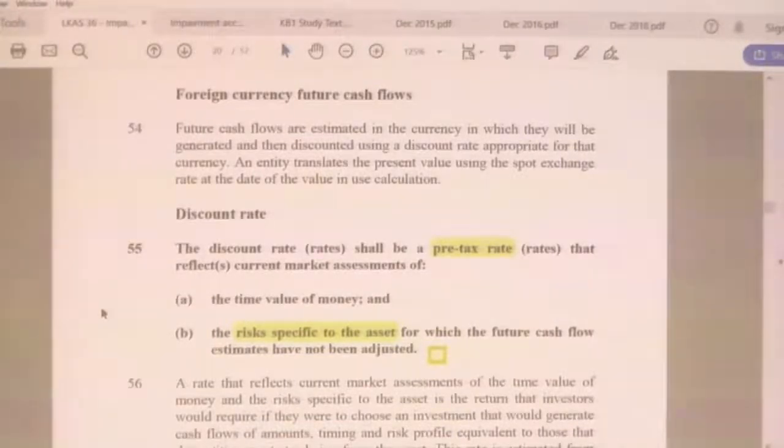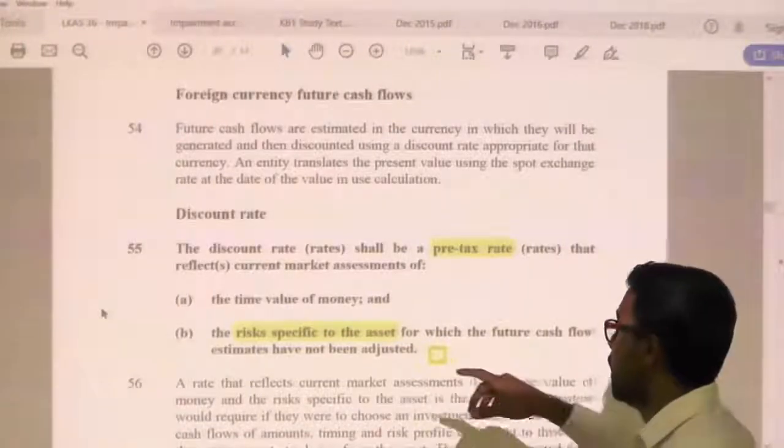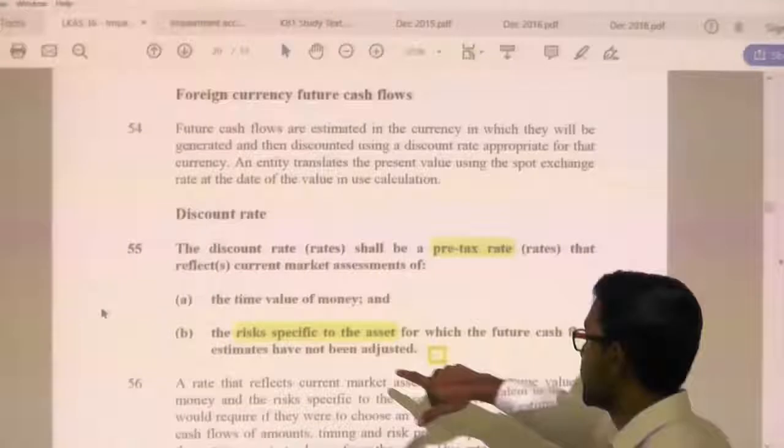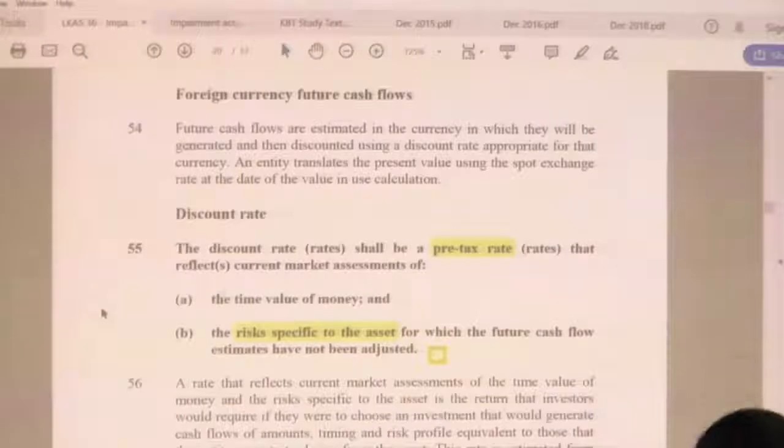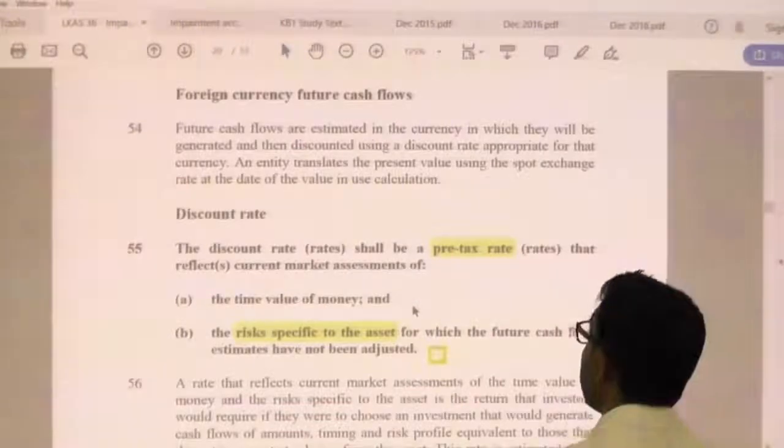The time value of money and the risks specific to the asset. Time value of money means, you know, weighted average cost of capital. When you calculate it, you will take the time value of money, which means the present value of future cash flows basically. The risk specific to the assets means, let's say, assets in Jaffna and property in Batticaloa or property in Colombo have different risk profiles.